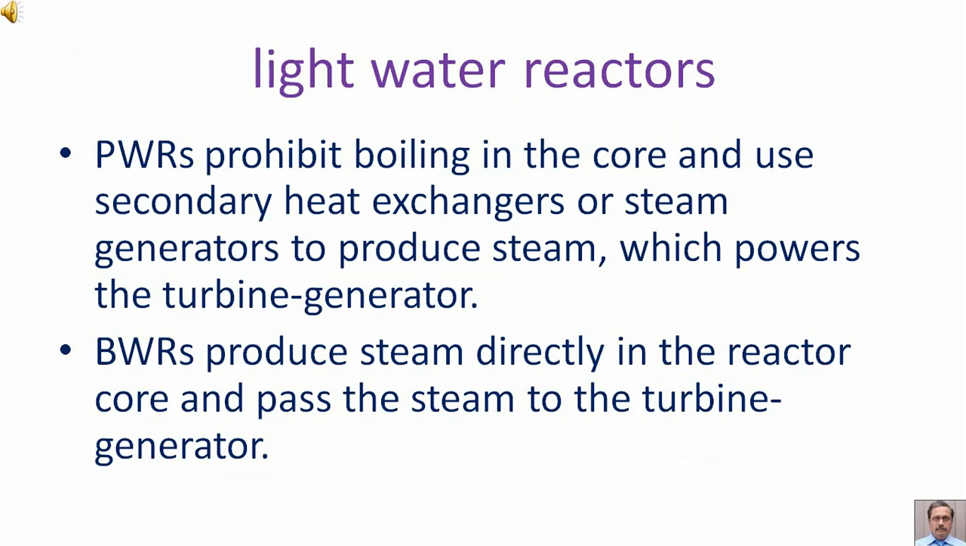Light water reactors. PWRs prohibit boiling in the core and use secondary heat exchangers or steam generators to produce steam, which powers the turbine generator. BWRs produce steam directly in the reactor core and pass the steam to the turbine generator.